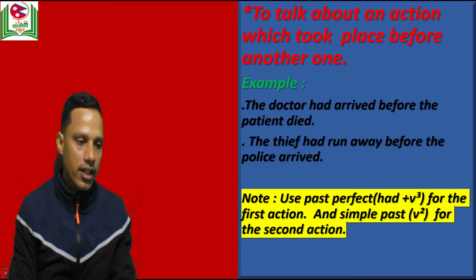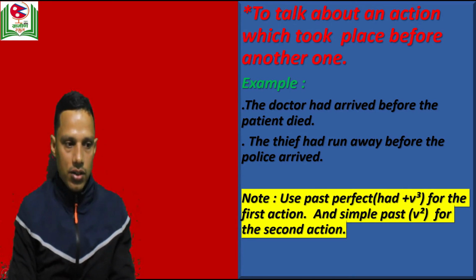In the first example, the doctor had arrived before the patient died. Here the action of the doctor's arrival happened first, so we have used past perfect tense. And in the second one, the thief had run away. Here this action took place first, so we have used past perfect tense to talk about this first action. So you have to note, regarding past perfect tense, use had plus verb 3 for the first action and simple past tense for the second action. This is the thing you have to notice over here.